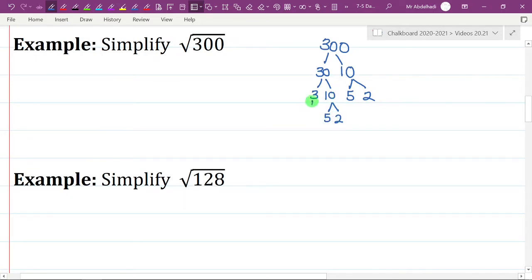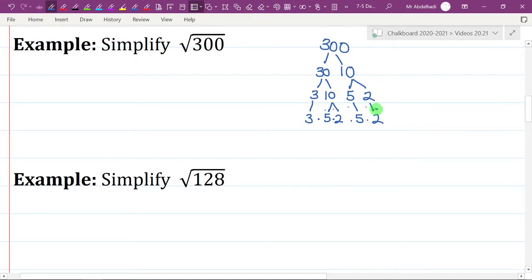So now bring down this. This is a 3. Bring down this. This is a 5. And bring down this. This is a 2. This bottom row has to be all prime numbers. So I've done it. I've taken 300 and broke it down into prime factors. Okay, 3 times 5 times 2 times 5 times 2 equals 300.